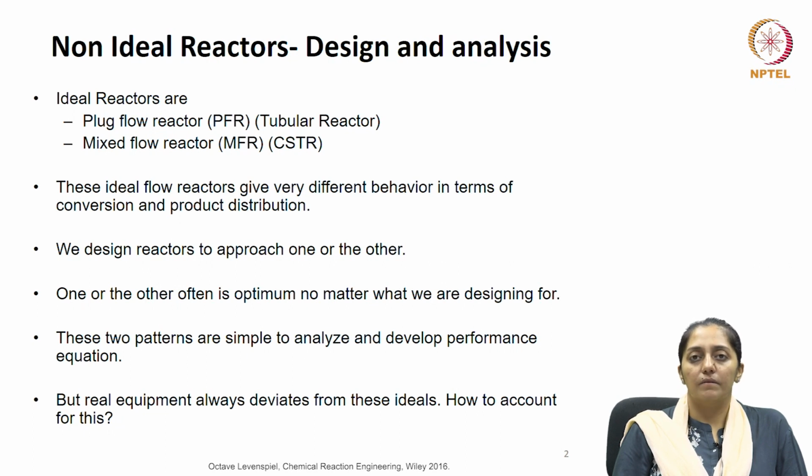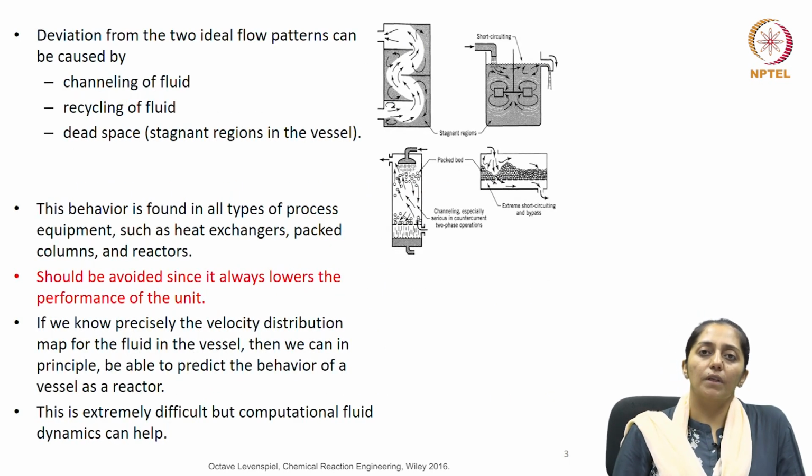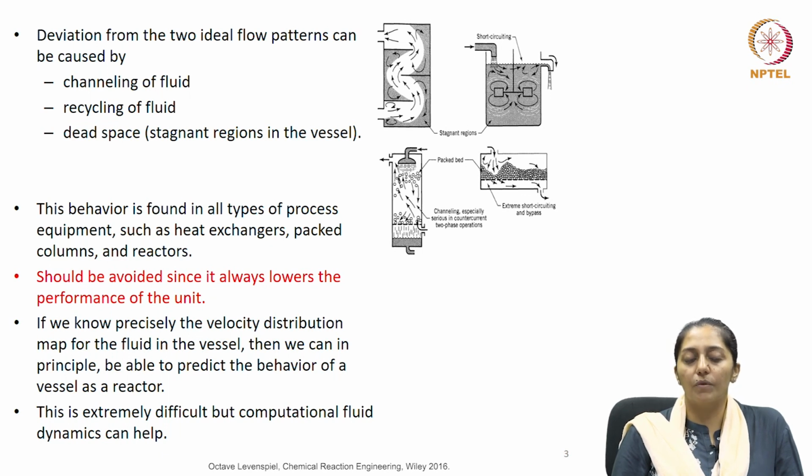But practically speaking, there is always deviation from ideality. So how to account for this deviation? First, we need to understand what are the sources of deviations. So deviation from the two ideal flow patterns can be caused by channeling of the fluid, recycling of the fluid, or presence of dead space, which is the stagnant regions in the vessel.